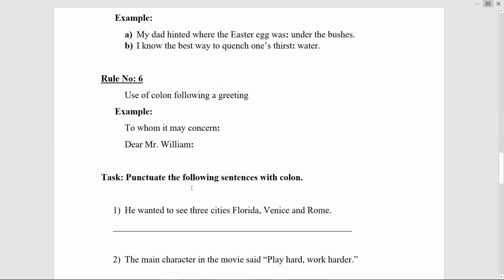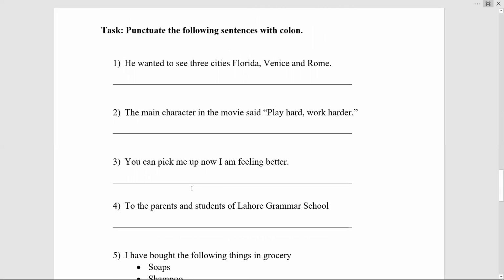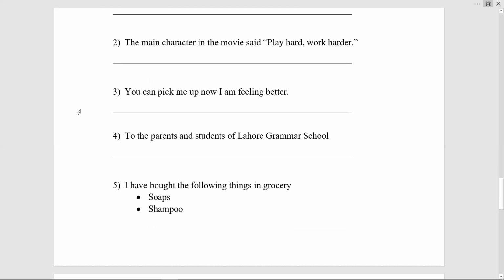So here is a task for you for practicing and to judge whether you have comprehended well. The task is to punctuate the following sentences with a colon. You have to put the colon at the right place in each sentence. The first sentence is: he wanted to see three cities, Florida, Venice, and Rome. Here you have to put the colon at the right place. The other sentence is: the main character in the movie said, play hard, work harder.